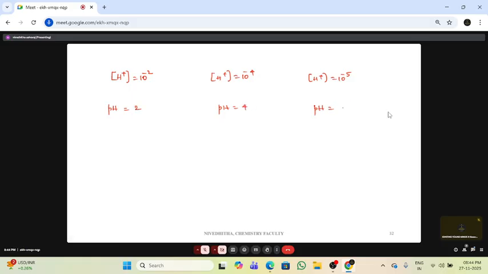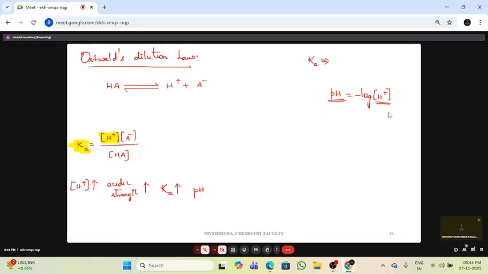2, 4, 5. So if the concentration of H plus ion decreases, pH increases. So they are inversely proportional. For more acidic strength, H plus ion concentration should be more and pH should be less. So H plus ion concentration and pH are inversely proportional.